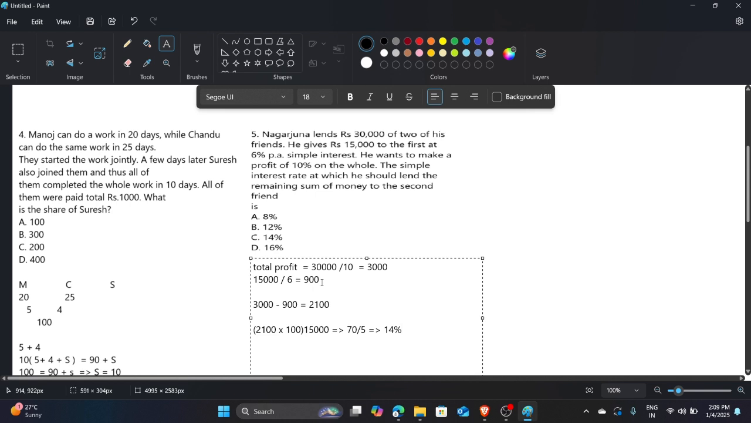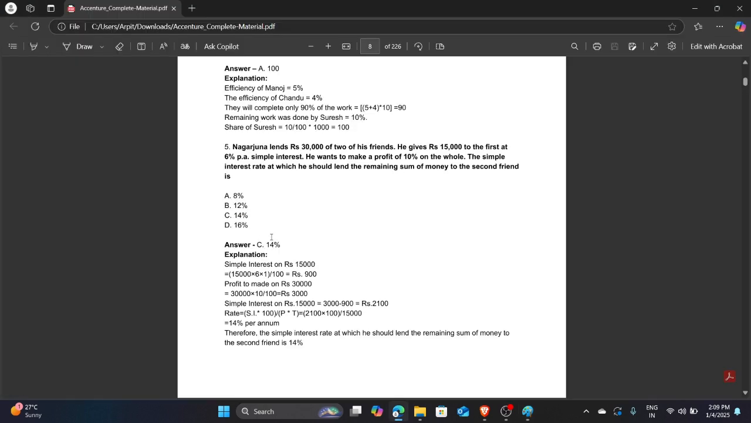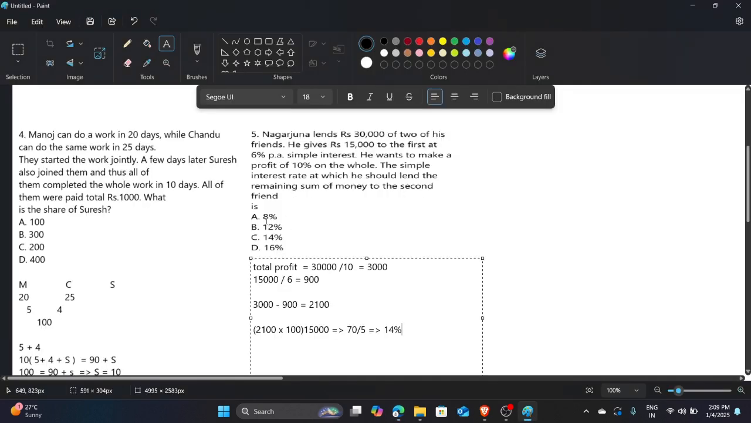14%. So the interest rate should be 14%. This is the answer. You just try to match it. Yes, 14% is the answer. Now I will try to explain it again.